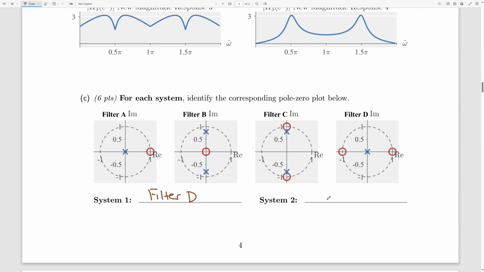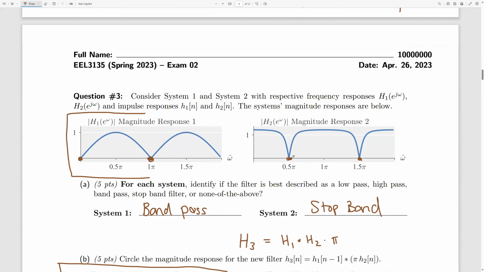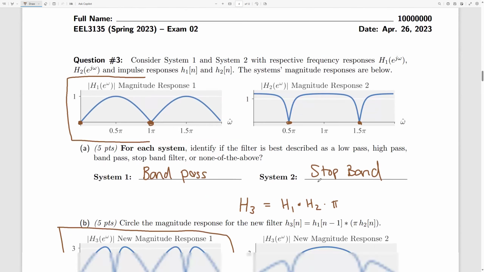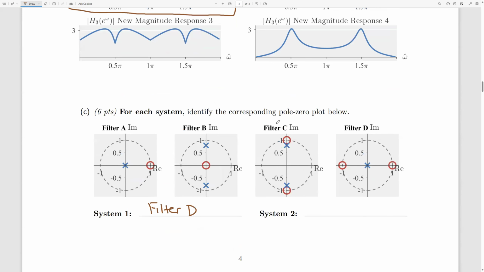Next, you want system two's pole zero plot. So you go back up and you're looking for zeros at pi over 2. That's really it, pi over 2. So you go down, you look for the only one that has a zero at pi over 2, and that would be filter C. And you're done.